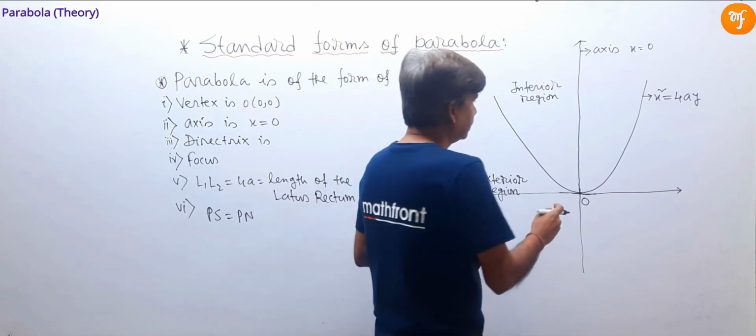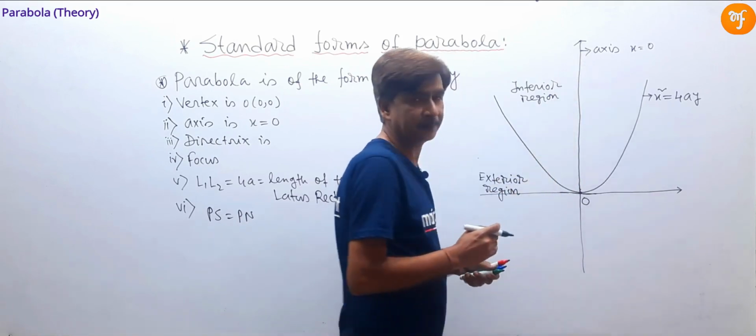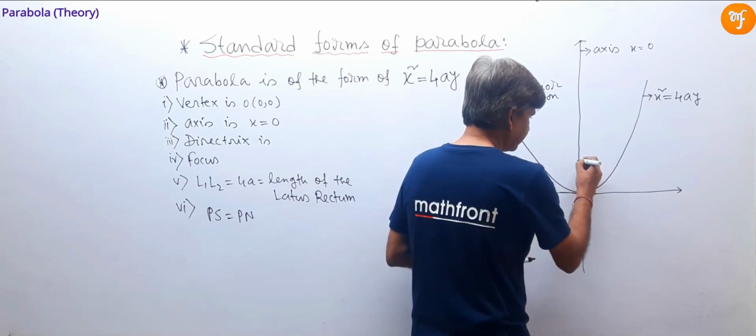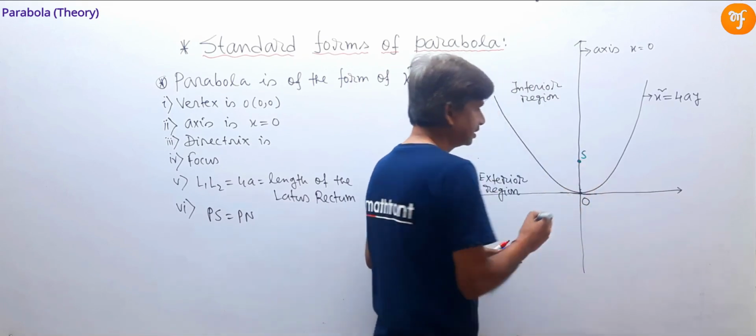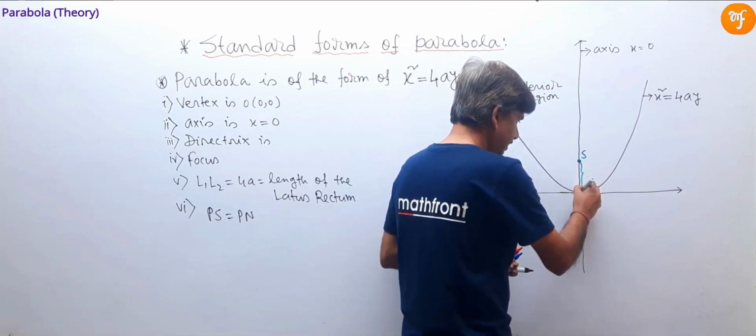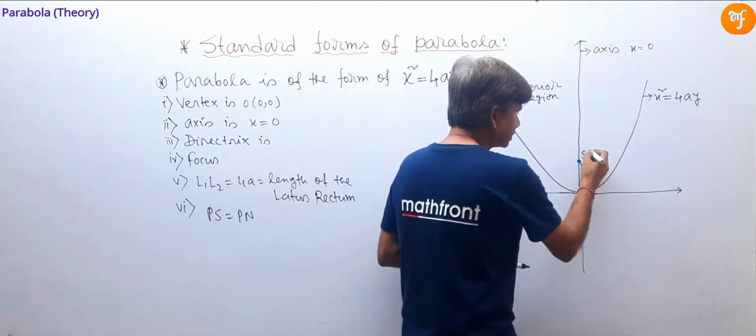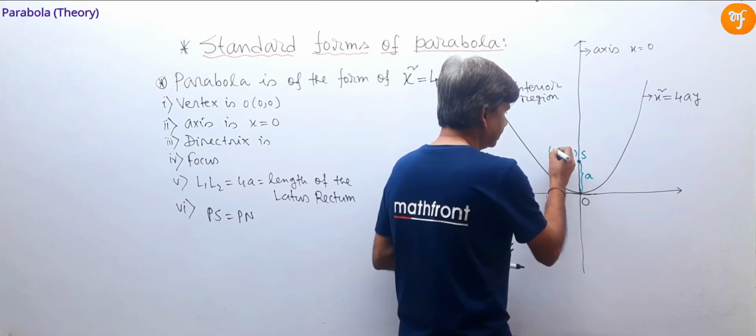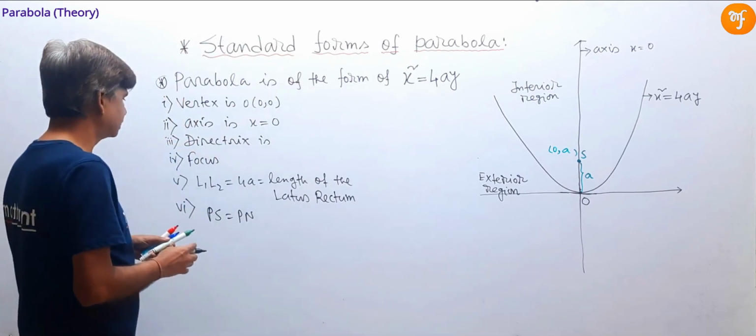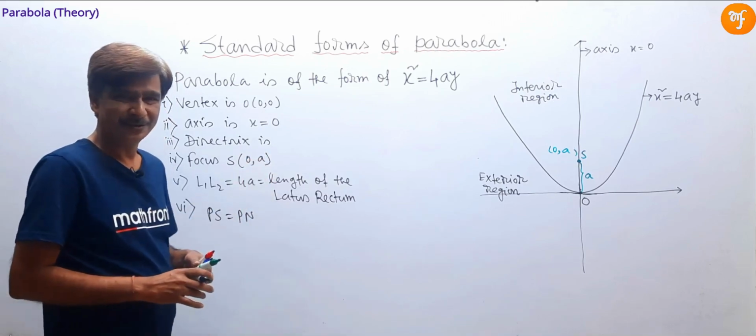Okay, so inside the interior region and on the axis of the parabola there is a stationary point. This is the stationary point, which is S, and S has a distance of a unit from the vertex. This S is the focus, and the coordinate of this focus obviously will be 0 comma a. Okay, clear? So what is the coordinate of the focus? The focus is S, which is 0 comma a. Clear?